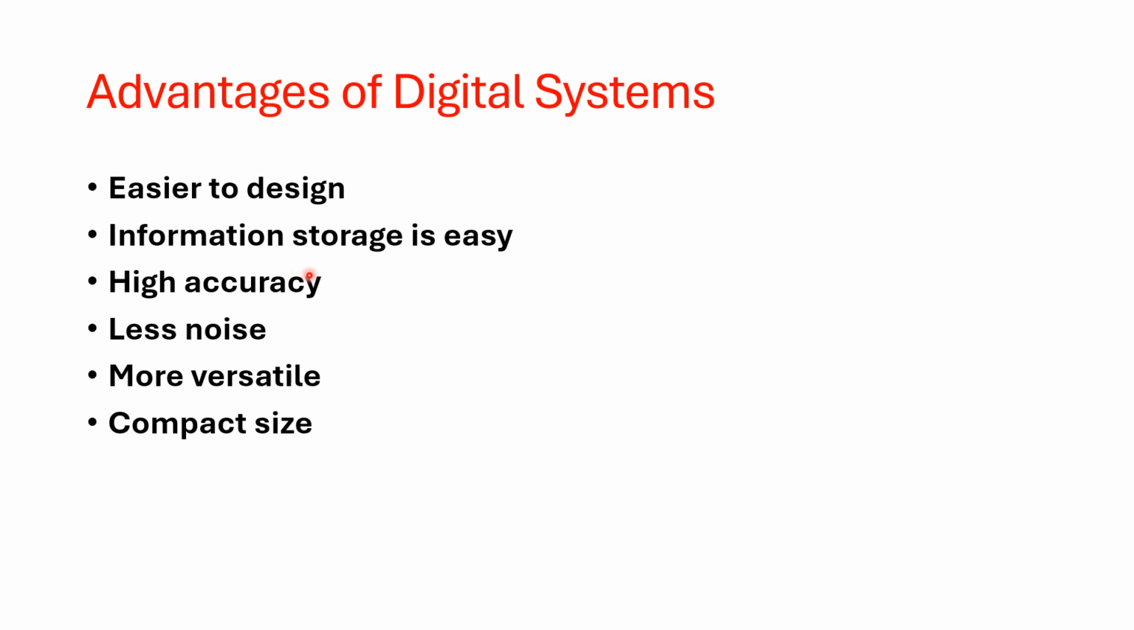Higher accuracy, because we are just looking for the presence or absence of a signal, so it is less affected by noise. That is the next point given. Less noise, and more versatile, which means that more operations can be added just by changing the program. We don't even change the hardware. And compact size. So these are the advantages of digital systems.